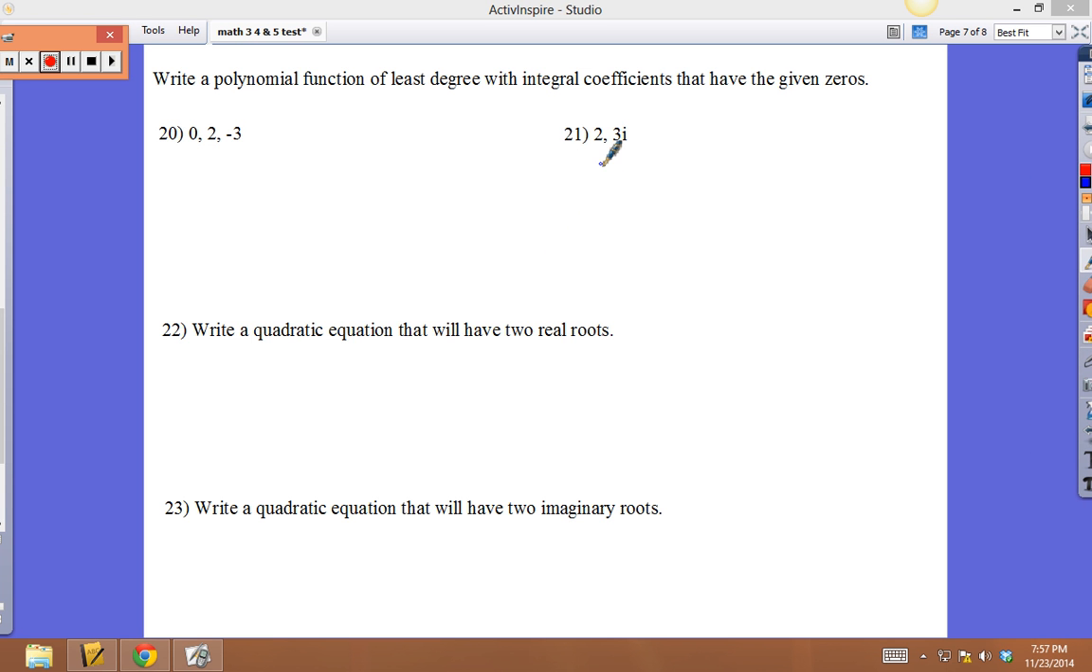Okay, well, a polynomial will give you 2 and 3i, but if it gives you 3i, it's also giving you a negative 3i, because your imaginary's got to come in pairs. So this is 1, 2, 3 roots. If it's 3 roots, it has to be some type of a cubic, something cubed. So I'm going to do the imaginary roots first.